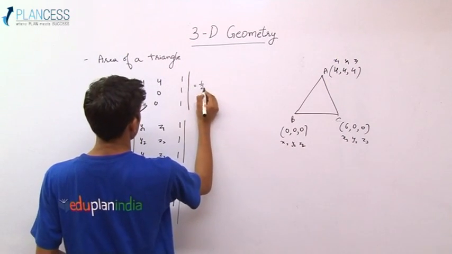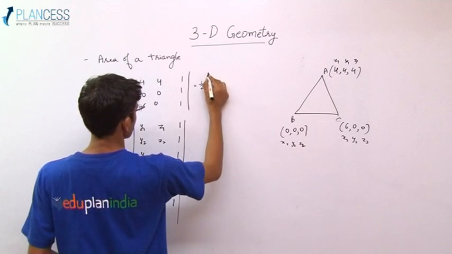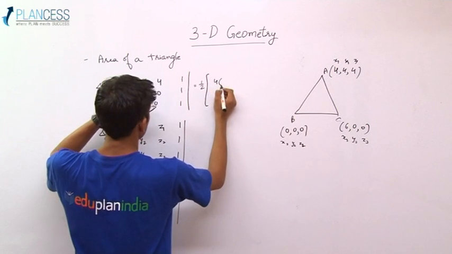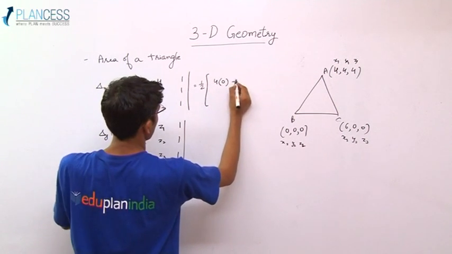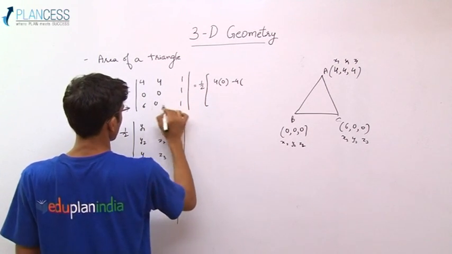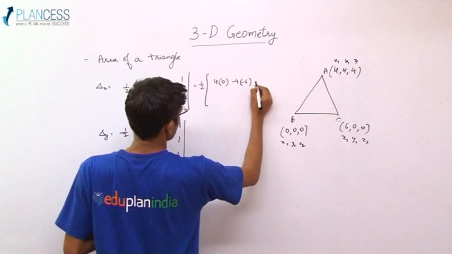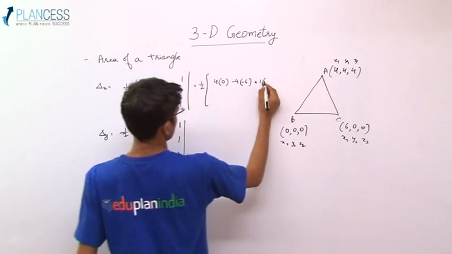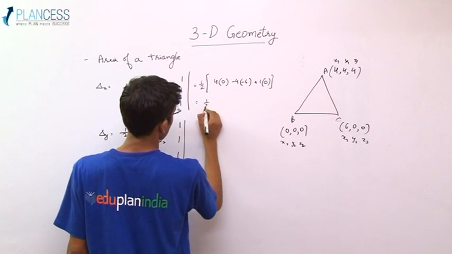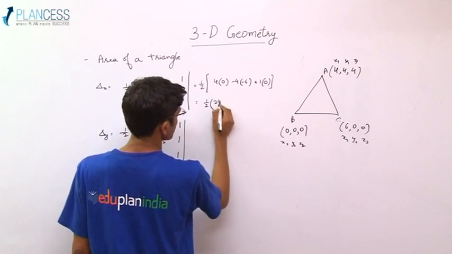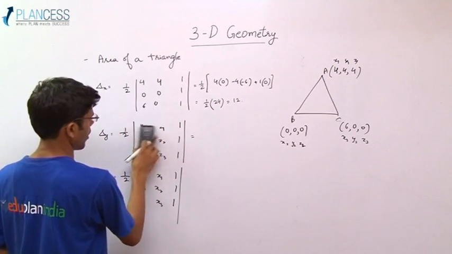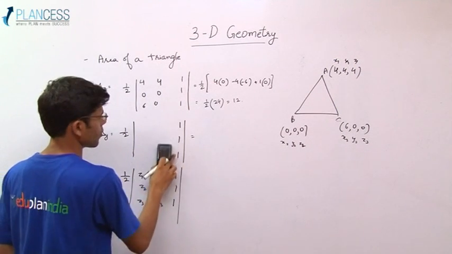So the area is half into 4 times 0 minus 4, 0 minus 6 plus 1 times 0. So this is half into 4 times 6, that is 24. So this is 12. Similarly, let's replace here y1 and z1, y2 and z2, y3 and z3.